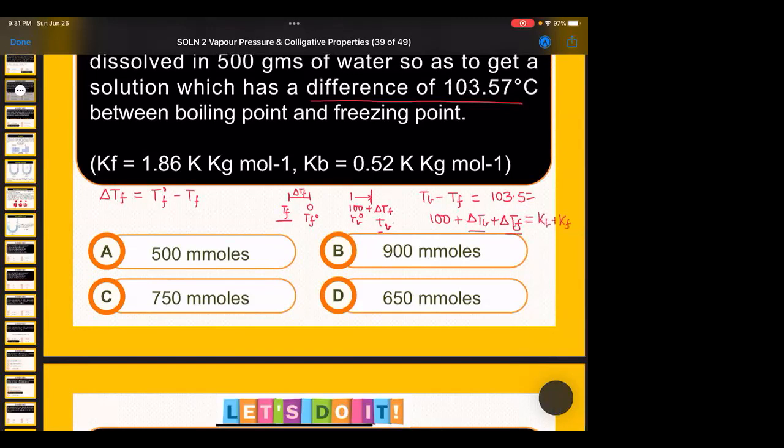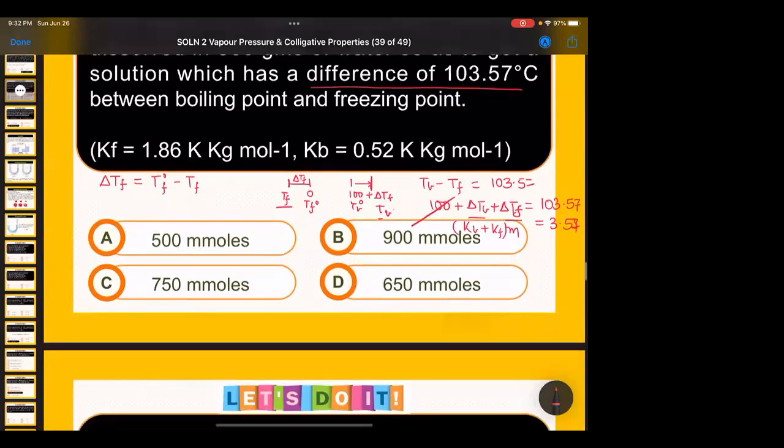So this value is already given. Then I will express it. This is 103.57, and 100 you can subtract. It is 3.57, right? I hope you did it in the same way. Yes, sir, same way, into molality.